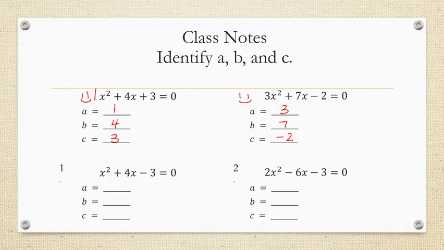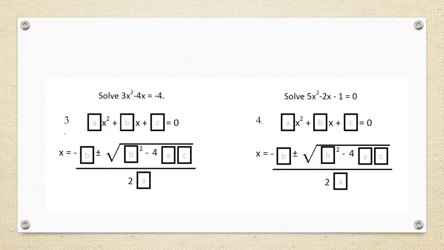You can pause the video and try and see if you can pick these up. You can try these problems. This is your number 1 right here. What is our A value? 1, B is 4, C is -3. Make sure you're using the signs in front of those numbers, okay? In number 2, your A is going to be 2, B is -6, and C is -3. Make sure to use the sign in front of the numbers.